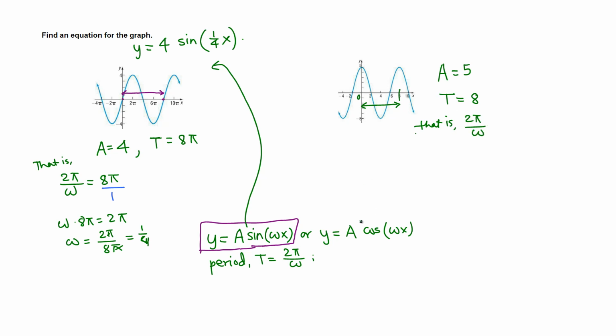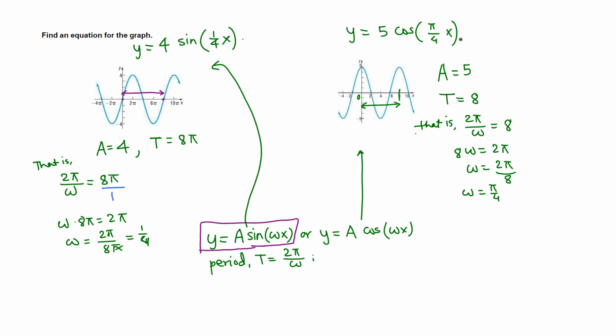And by the way, this is a cosine graph because the graph makes an intercept with the y-axis. It does not go through 0. Okay, 2 pi over omega, that's the period, equals 8. We just found 8. Cross multiply, so 8 over 1, so 8 omega equals 2 pi. Divide by 8, 2 pi over 8. 2 goes into 4 two times, so pi over 4. Then the equation here is y equals 5 cosine pi over 4 x. Final.